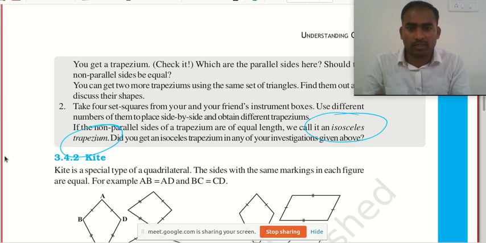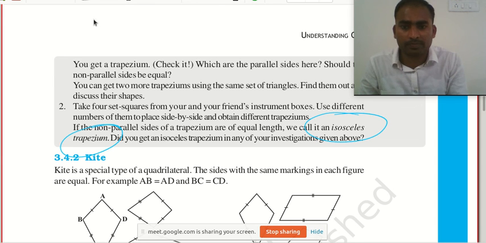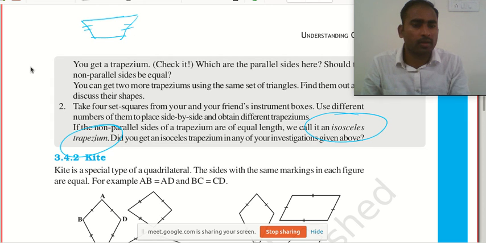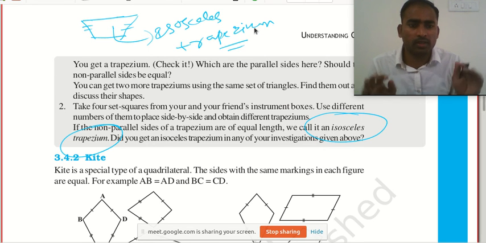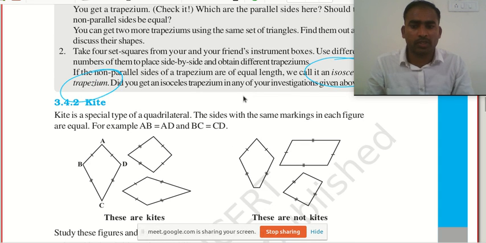See here, in this case, this and this are equal. So this is known as an isosceles trapezium. Perfect? Is this clear? Yes, sir.